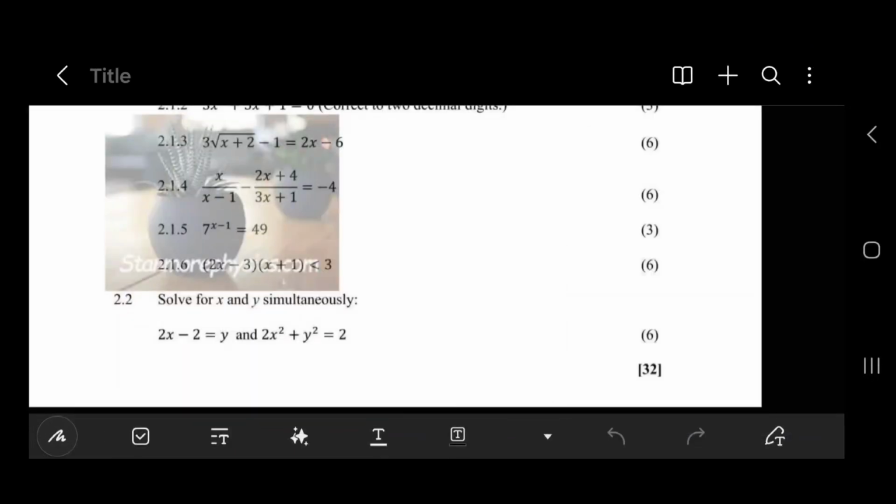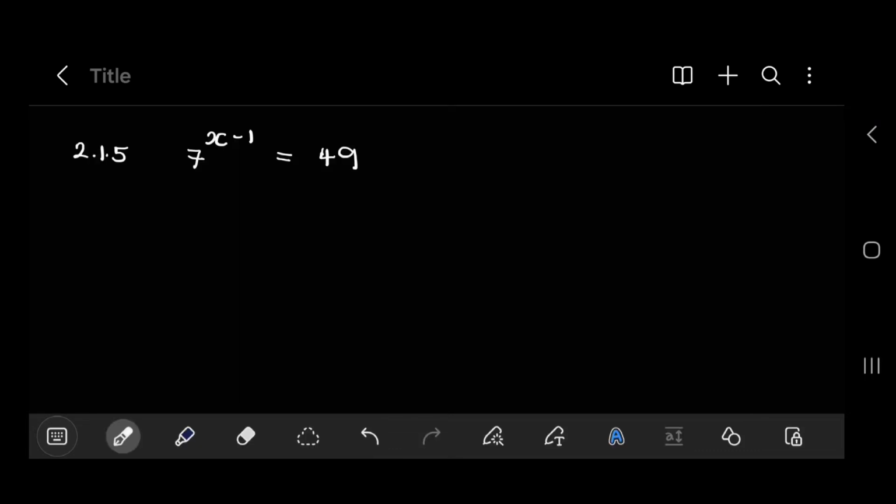We're now on to 2.1.5. We have 7 to the power x minus 1 is equal to 49. Now for questions like this, where we have x as the exponent, we need to start off by making sure that the bases are products of prime numbers. So on the left hand side, 7 as the base is fine because that is a prime number. But on the right hand side, we can rewrite 49 as 7 squared. Now that the bases are the same, they cancel out with each other. And we equate the exponents, so we have x minus 1 is equal to 2. To get x alone on the left, let's take the negative 1 over to the right. It is going to add on, so we have x is equal to 3.